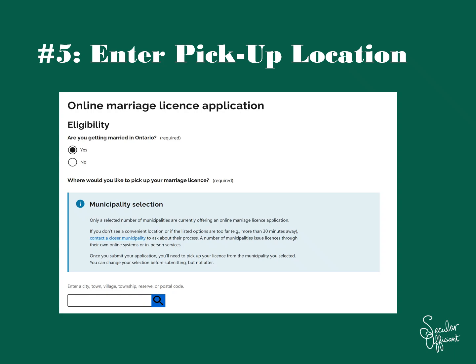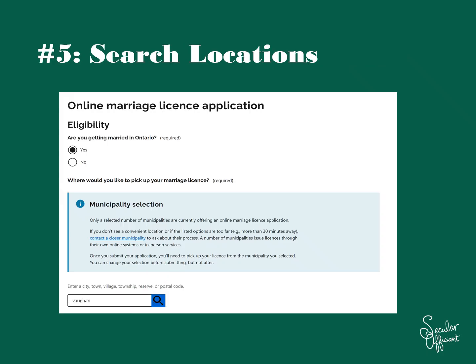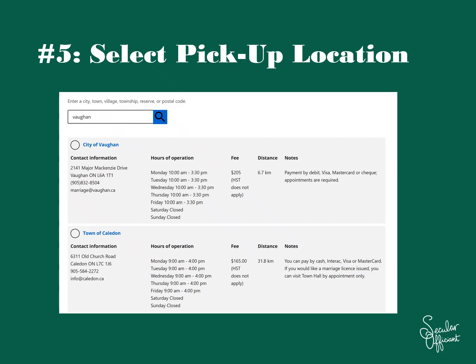Step 5 is indicating the location you would like to pick up the marriage license. First, click into the search box and type in a city, town, village, township, reserve, or postal code. In this example, I have typed in the city, Vaughan, into the search box. Then click on the blue search button to the right of the search box. Results will appear with the closest locations.